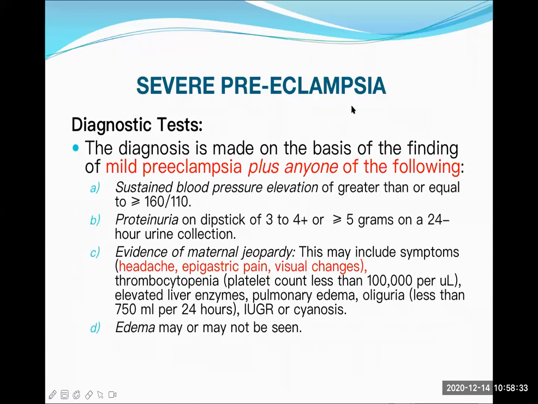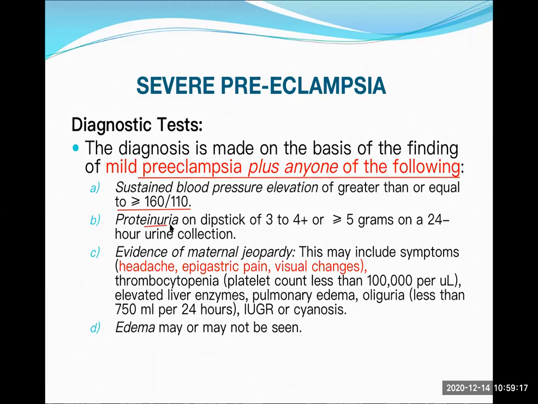Now with this discussion, let's move on to the severe preeclampsia. What is the difference between mild preeclampsia and severe one? After this slide, you can exactly tell me what is the difference. Okay, so please pay attention here. The diagnosis is made on the basis of the finding of mild preeclampsia plus any one of the following feature, that is sustained blood pressure elevation of greater than or equal to 160 systolic over 110 diastolic, equal to or more than that. Okay, 160 systolic and 110 diastolic, very easy to remember.